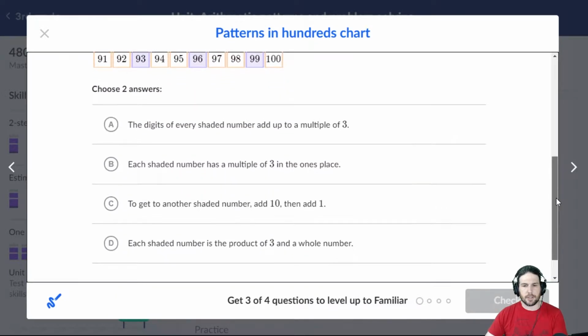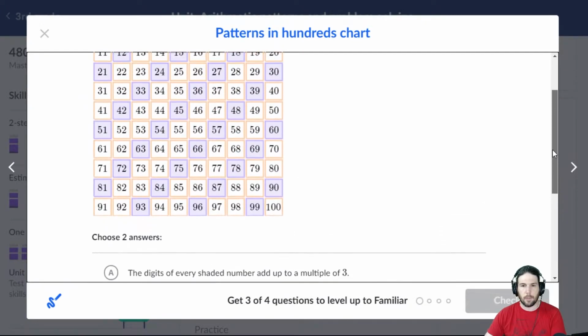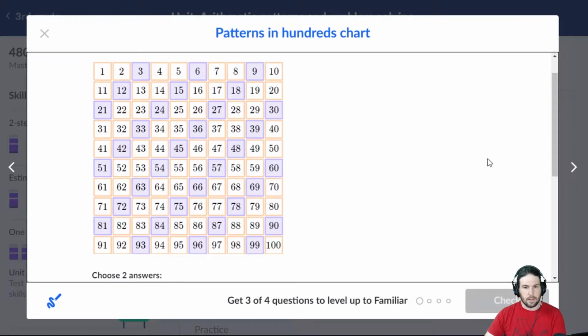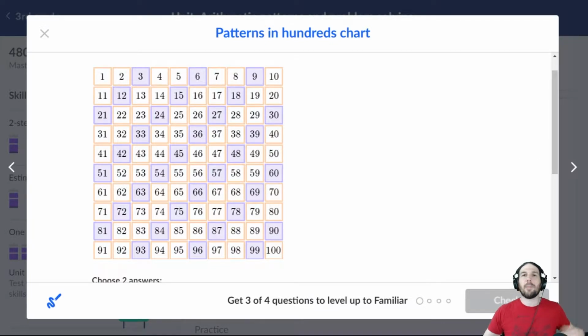So there are 2 answers. Each shaded number is the product of 3 and a whole number, which means they're all divisible by 3. Are they? I don't see any numbers that are not divisible by 3. Oh, we haven't done that in a while. Let's talk about how to figure out if a number is divisible by 3 if you don't know. Really fast. It's nice and simple.